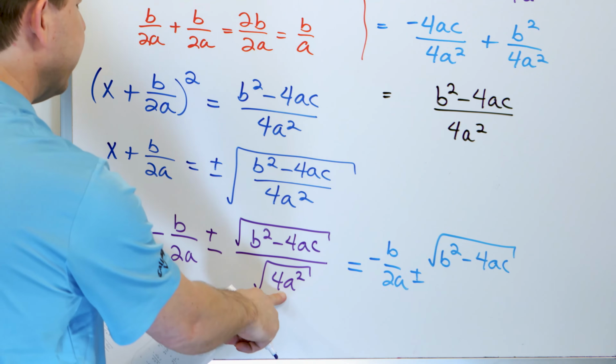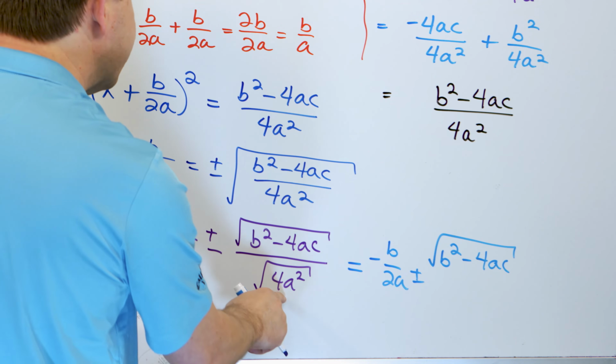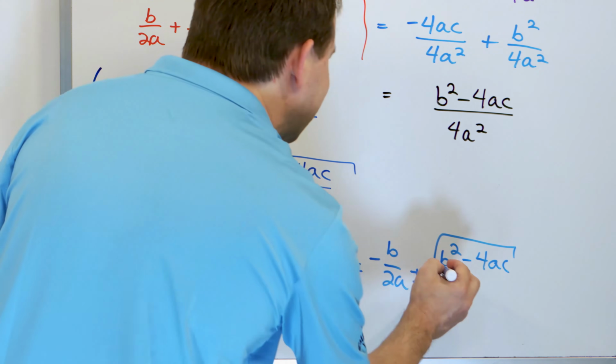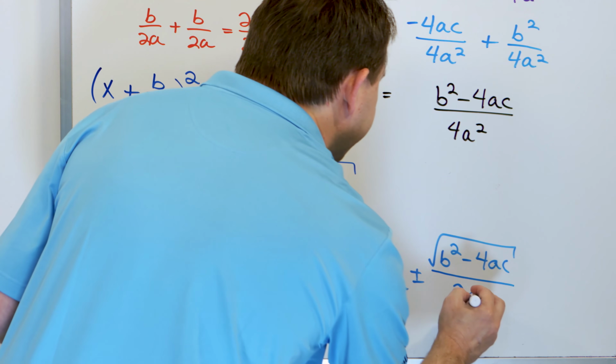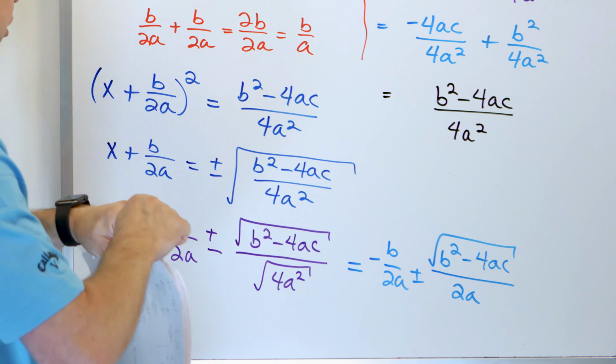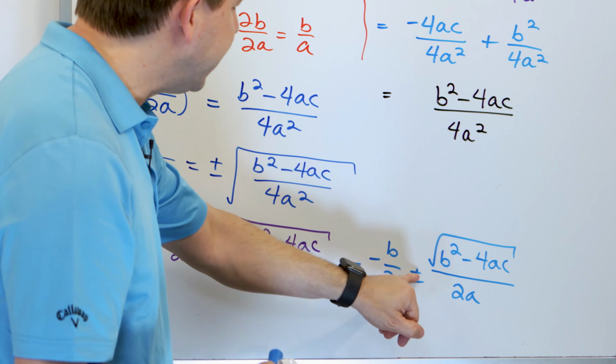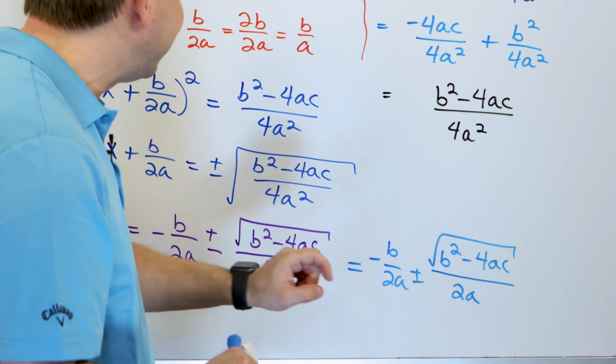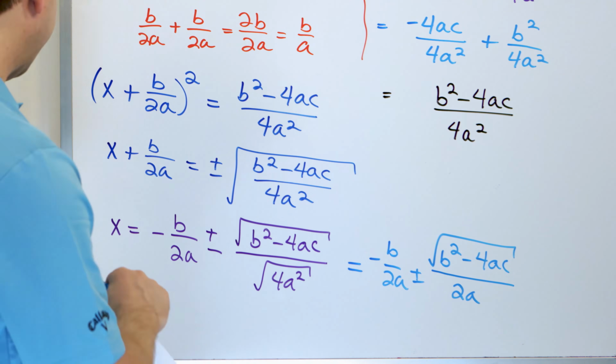And then when we take the square root of 4a squared, the square root of 4 is 2. The square root of a squared is a. So on the bottom, all you get is a 2a. Now notice what you have here. You have this fraction plus or minus this fraction, but the denominators are the same. The denominators are the same.